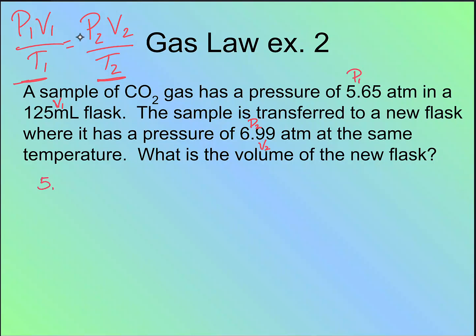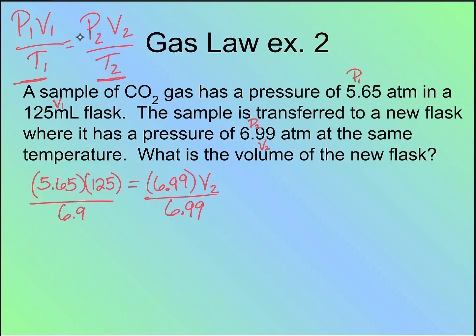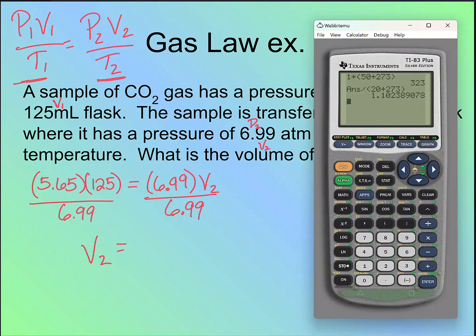I've got 5.65 atmospheres times 125 milliliters. The temperature stays the same from start to finish, so I don't need to include temperature in this problem. On the other side I have 6.99 and V2. So I'm going to divide both sides by 6.99 and solve for V2. I'm going to pull out my handy dandy calculator and plug in my numbers: parentheses, 5.65 times 125 divided by 6.99, enter.